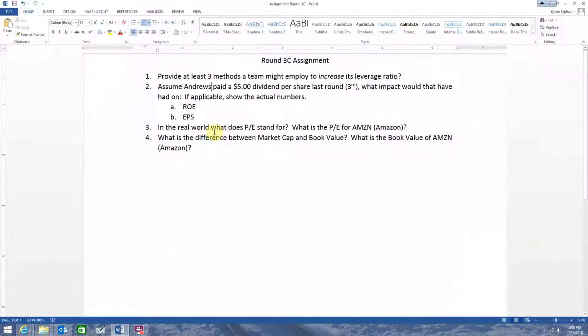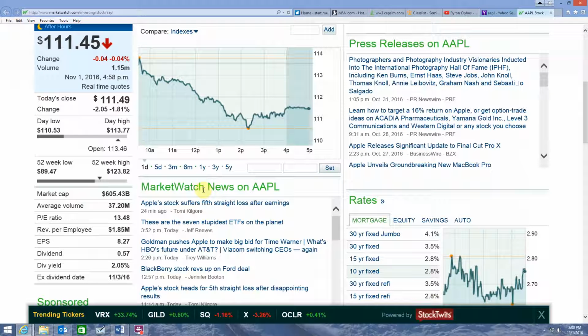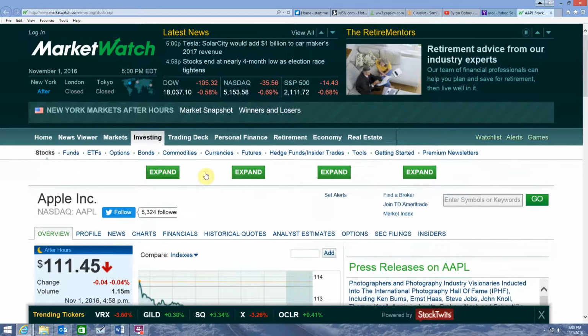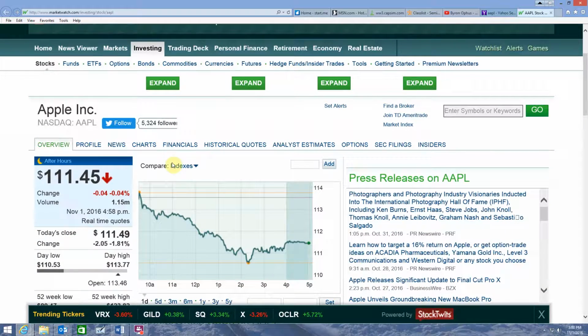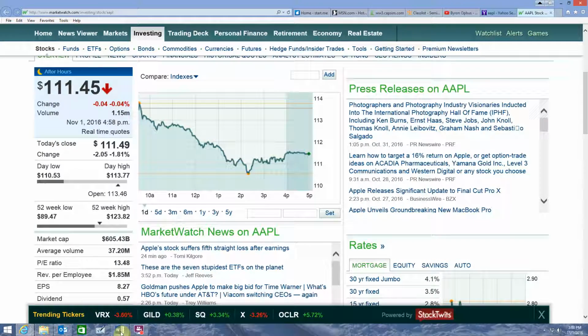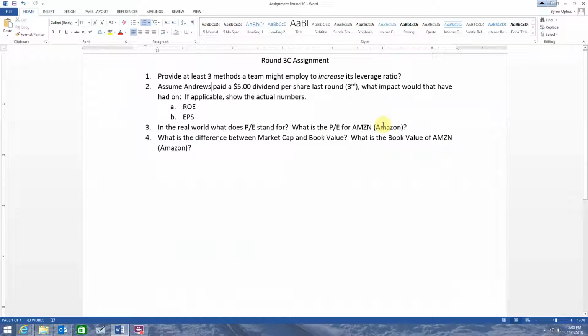So it says, what is the PE? And so I'm going to find it for Apple, right? Apple PE ratio, 13.48. I'm going to tell you that for yours, for Amazon, it's going to be a lot higher than that. So all you've got to do is find out what PE ratio means, and then find the PE ratio for Amazon.